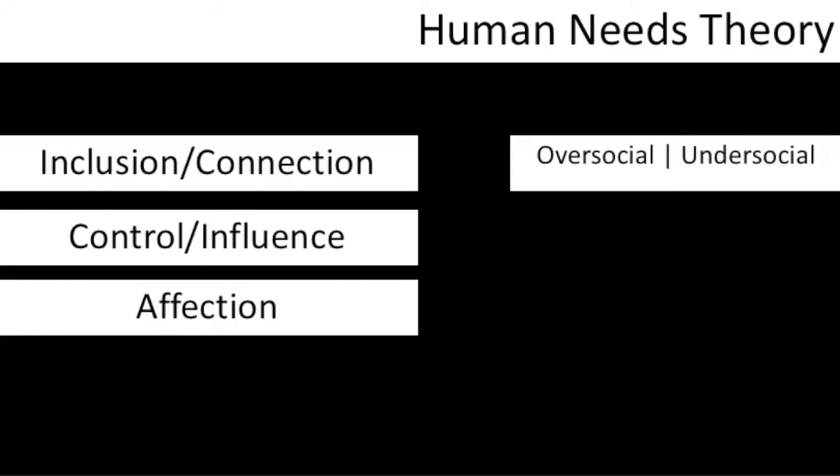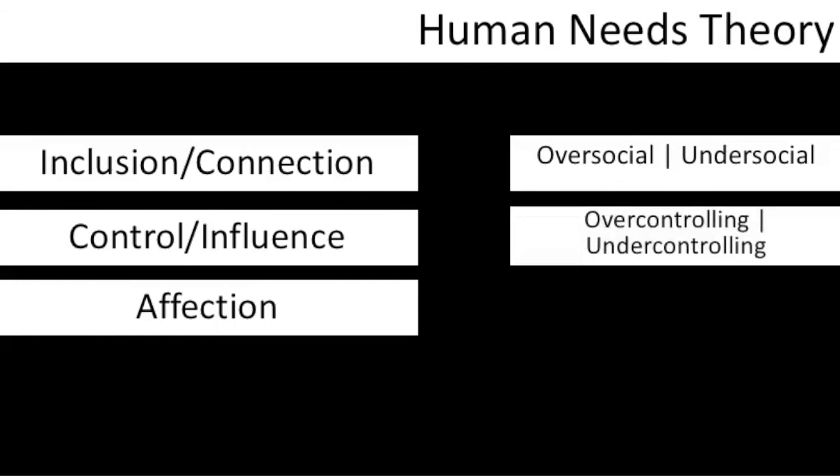As we try to meet our need for control or influence, we have to find a balance between trying to influence others and allowing ourselves to be influenced. Those who are constantly seeking to control others are considered over-controlling, while those who passively allow themselves to be controlled or influenced are considered under-controlling.